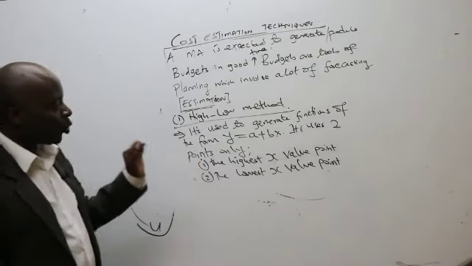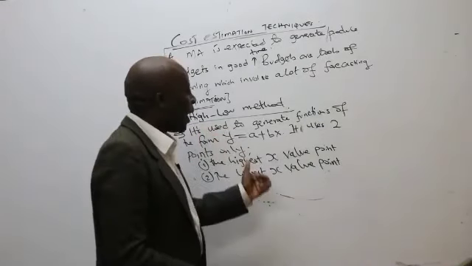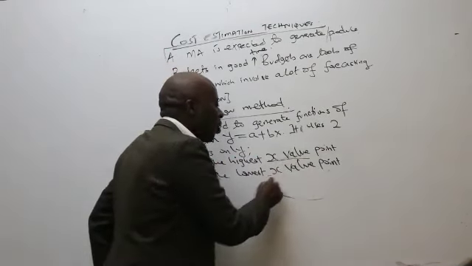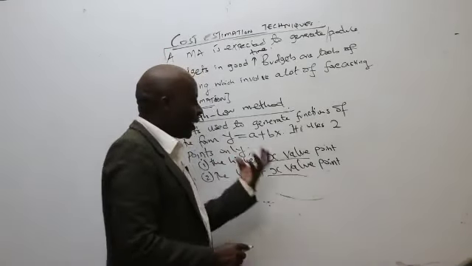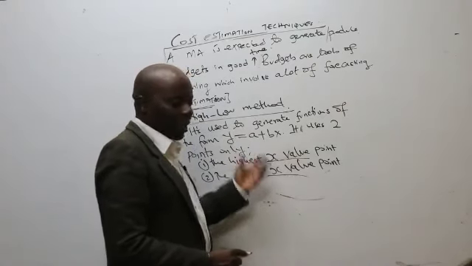So again, I would want to draw your attention to this, that whenever we are looking out for the points to be applied here, we are using the X column. We are picking the X values. So highest X value point and the lowest X value point.